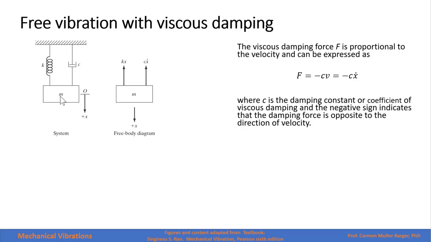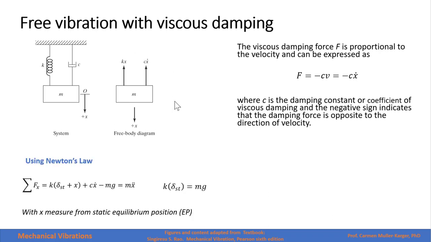This is our system composed of a mass, a spring, and a damper. And this is our free body diagram. We have a displacement that goes downwards, and then we have the force of the spring and the force of the damper. The viscous damping force is proportional to the velocity. It can be expressed with this equation right here, where C is the damping constant or coefficient of viscous damping, and the negative sign indicates that the damping force is opposite to the direction of the velocity, like we show here in our free body diagram.